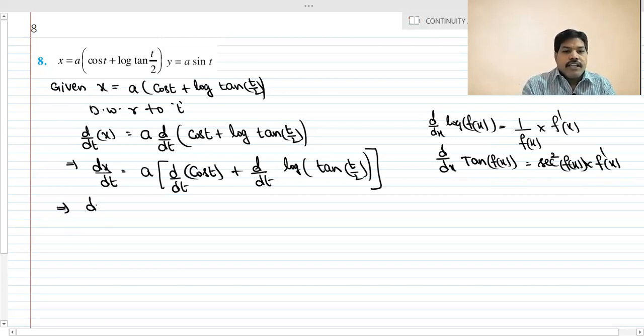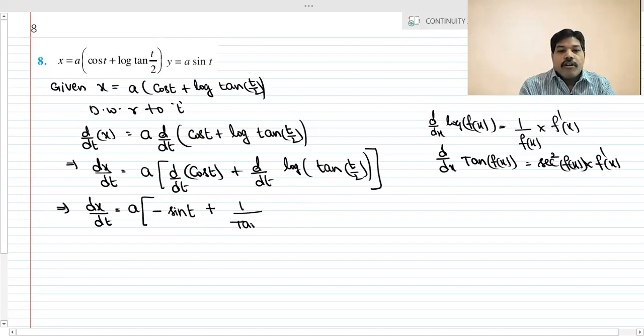So that implies dx by dt is equal to a into derivative of cos. Derivative of cos is nothing but minus sine t, plus log f of x derivative. Log f of x derivative is 1 by f of x. Here f of x is nothing but tan t by 2, so this is f of x, students.